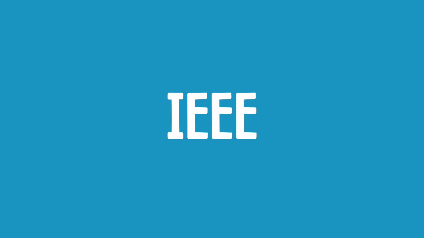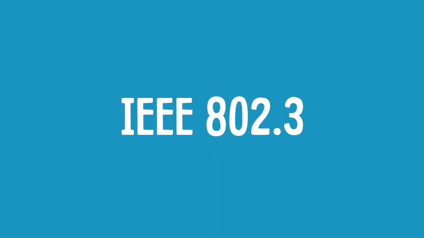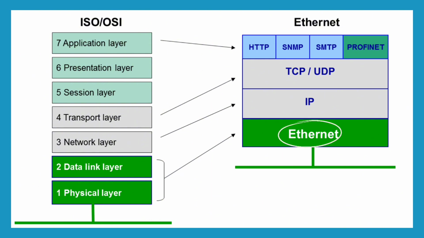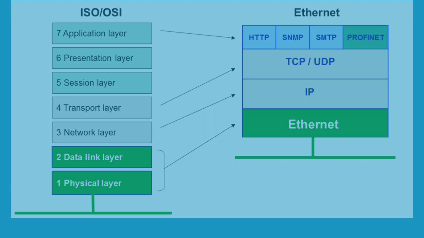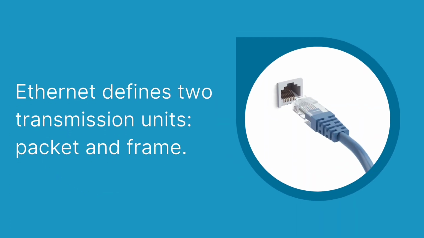The IEEE, or Institute of Electrical and Electronics Engineers, specifies in the family of standards called IEEE 802.3 that the Ethernet protocol affects both Layer 1, the physical layer, and Layer 2, the data link layer of the OSI network protocol model. Ethernet defines two transmission units, packet and frame.